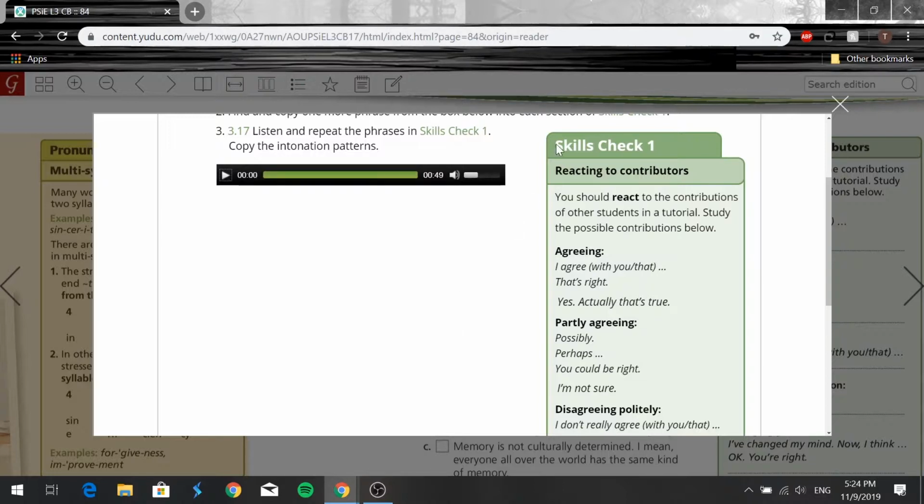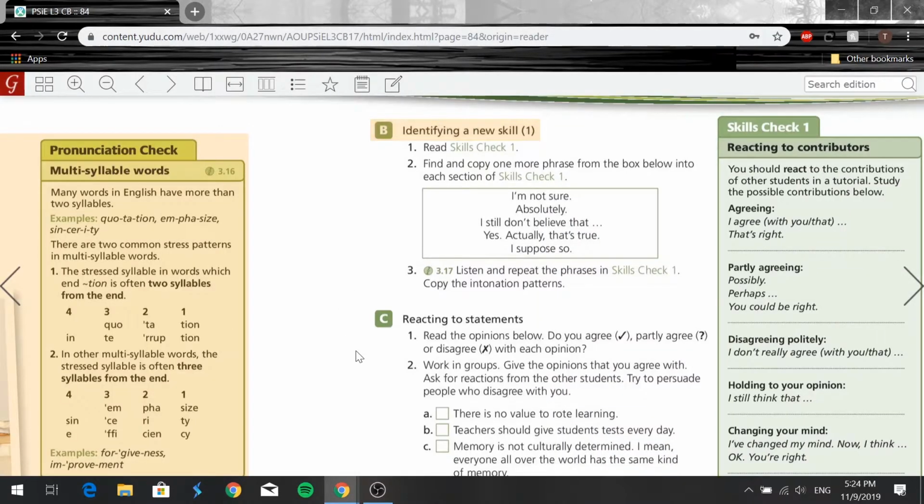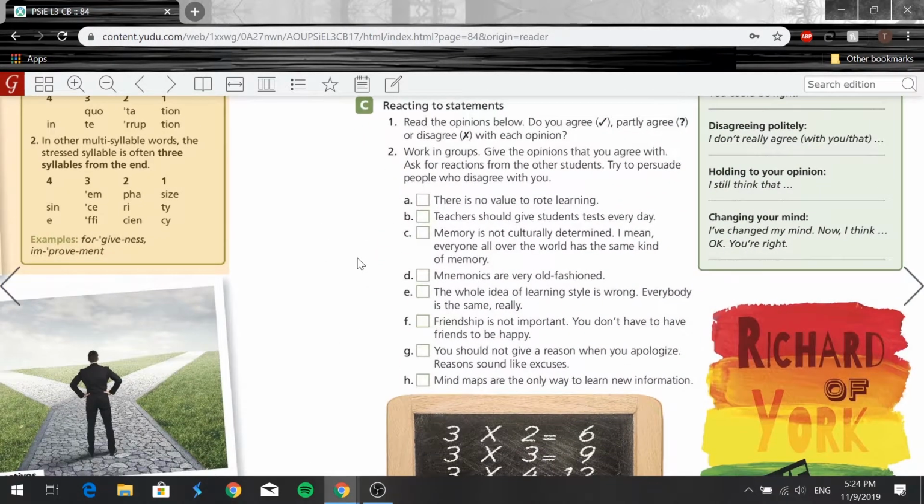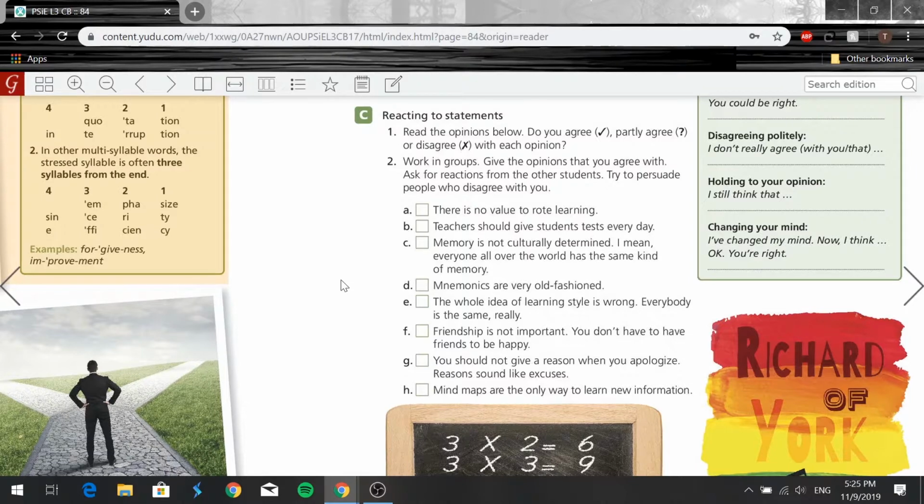Okay. So now let's move on to exercise C, reacting to statements. This one's going to be fun. So read the opinions below. Remember, all of these are opinions. Do you agree? We'll tick. Partly agree, question mark, or disagree, X, with each opinion. Working in groups, give the opinions that you agree with and ask for reactions from the other students and try to persuade people who agree with you.